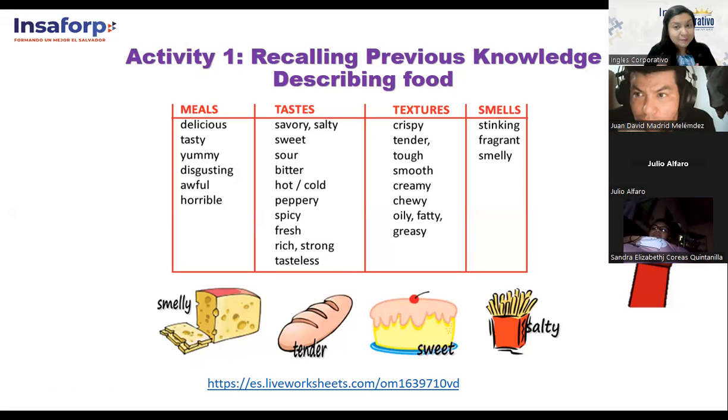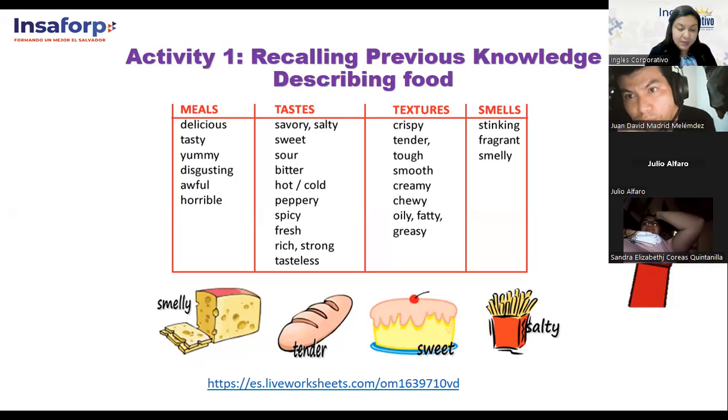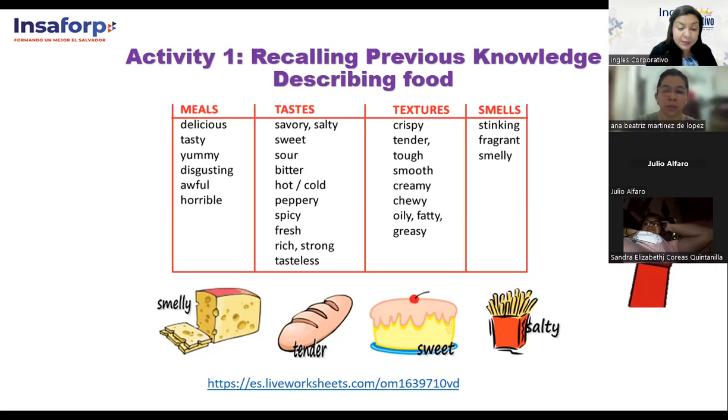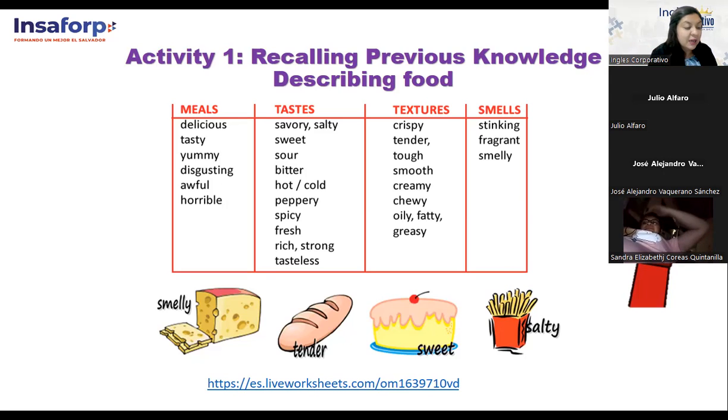Right? Sorry, Julio? Espumoso, no. No, espumoso would be foamy. But smooth is, well, like a smoothie, but how can I express that? Let's see. Esponjoso? Teacher, esponjoso, no? Let me see. Suave. Yeah, that one. Like soft. Thank you. The ice cream can be smooth. Smooth, right? Creamy. Something creamy.